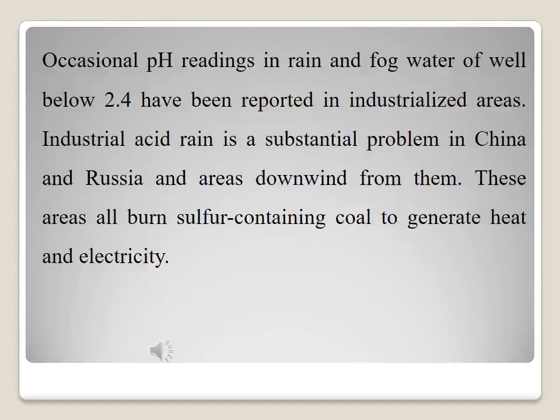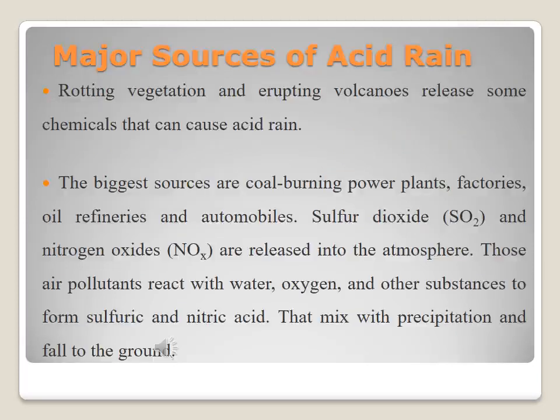Occasional pH readings in acid rain and fog water of well below 2.4 have been reported in industrialized areas. Industrial acid rain is a substantial problem in China and Russia and areas downwind from them. These areas all burn sulfur-containing coal to generate heat and electricity. Now let's see the causes of acid rain.